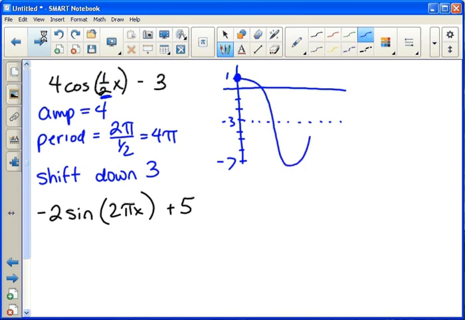My period this time is 4 pi, so that's my end point. In the middle would be 2 pi, in between that would be pi and 3 pi, because those spots should correspond to where you hit your midline and your minimum.